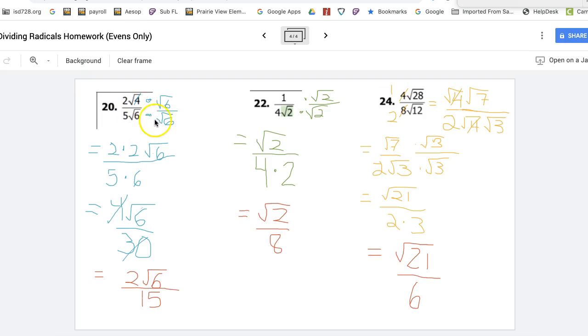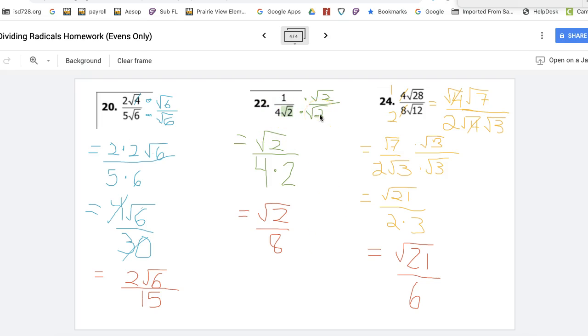Number 20, again, I'm rationalizing the denominator. I did see square root of 4 makes a 2, so I pulled that out. So I get 2 times 2 root 6 and a 5 times 6 on the bottom, which is 4 root 6 over 30. Nothing I can do under the radical, but I can divide both these numbers that are outside of the radicals by 2, and I get 2 root 6 over 15 is my final answer.